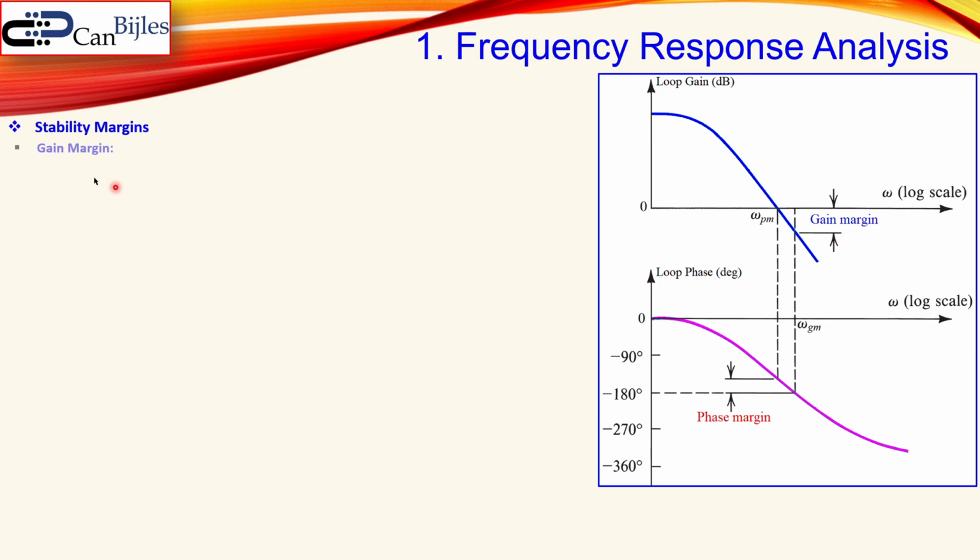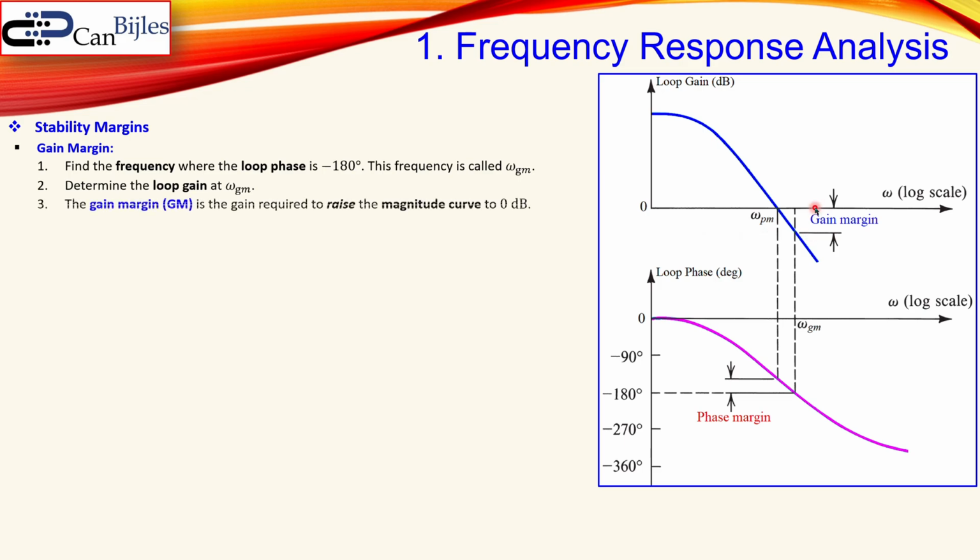These are the stability margins. For gain margin, in order to calculate the gain margin, we look at the frequency where the loop phase, so this pink line, is minus 180 degrees. That can be determined from the Bode plot, or you can calculate that analytically. We will see that shortly in an example. That frequency is called omega gain margin, so this frequency. Then you go up and you look at that same frequency in the magnitude plot, what your loop gain is. Now, for example, if this is, let's say, minus 6 dB, then you can go up by 6 dB, so that is how much you can raise your magnitude curve to 0 dB. That is the gain margin.